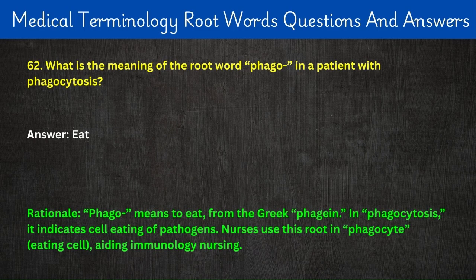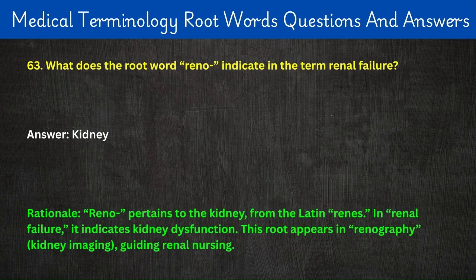Answer: eat rationale. Phago- means to eat, from the Greek phagion. In phagocytosis, it indicates cell eating of pathogens. Nurses use this root in phagocyte, eating cell, aiding immunology nursing. 63. What does the root word reno- indicate in the term renal failure?